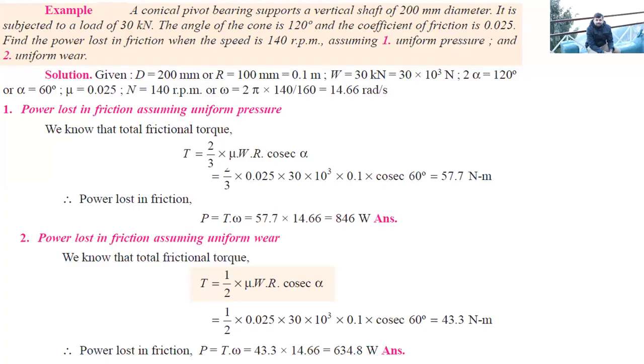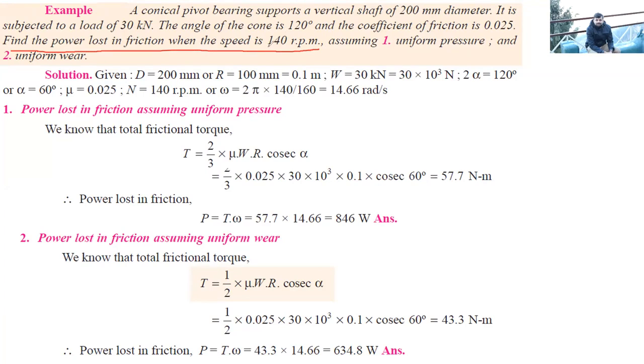So we have to take this 2 alpha is equals to 120 degree, right? So alpha would be 120 by 2, that is 60 degree. Okay. And the coefficient of friction is 0.025. All right. This coefficient of friction value of mu is given to us. Okay. Now what we have to find is the power loss in the friction when the speed is 140 rpm.